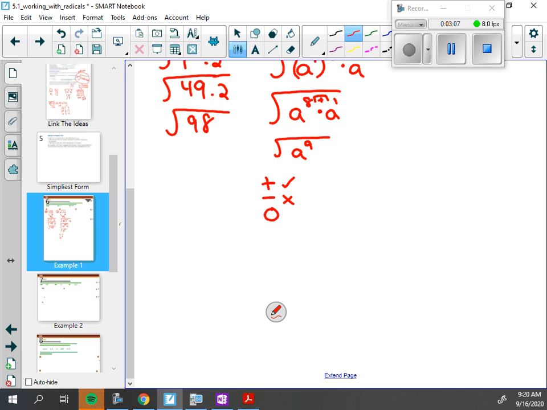Can it be 0? Good. So how do you describe these two items? a is greater than or equal to 0, and don't forget a is an element of the reals. We always put that under there.